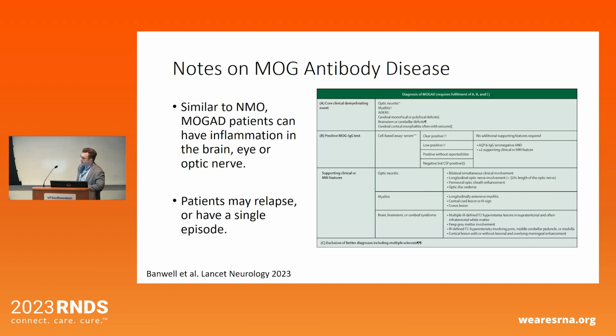But the difference here is there may be a significant proportion of people who have a single event, but there's also a not insignificant proportion of people who may go on to have further events down the road. So we need to be following these patients closely. And we recently got criteria for what we now call MOGAD. I'm not going to run through them, but it essentially includes, similarly to the NMO criteria, typical clinical features plus a positive antibody.